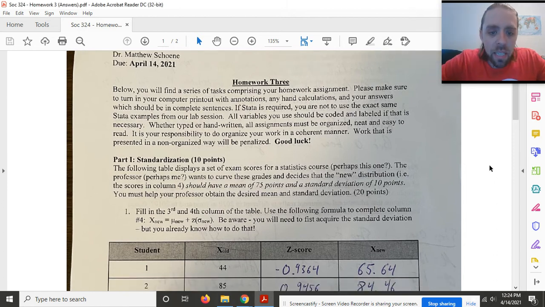The following table displays a set of exam scores for a statistics course. Maybe it was this one. Maybe not. The professor wants to curve these grades and decides that the new distribution, which is what you have to get to, is going to have a mean of 75 points. We want an average score across the whole class of 75 and a standard deviation of 10. And to do this, we need to follow 4 steps.